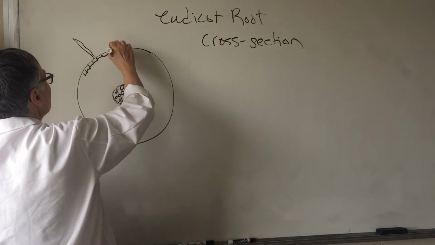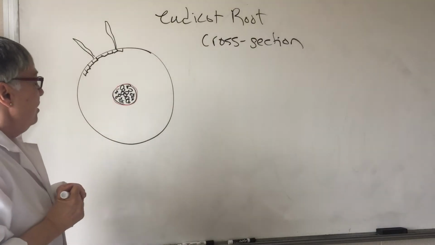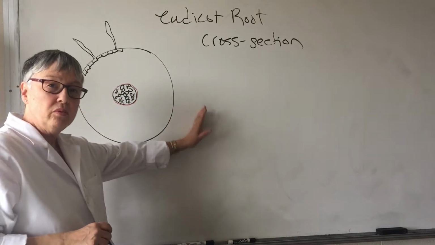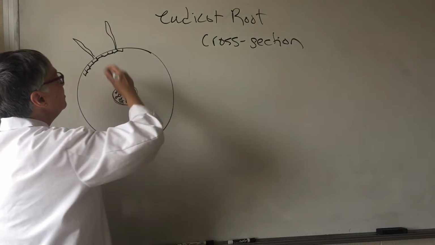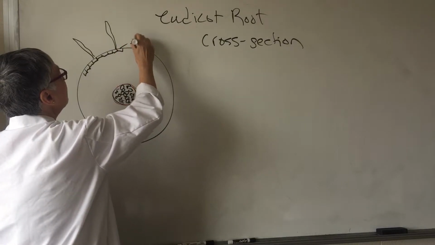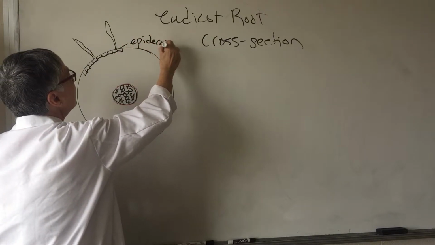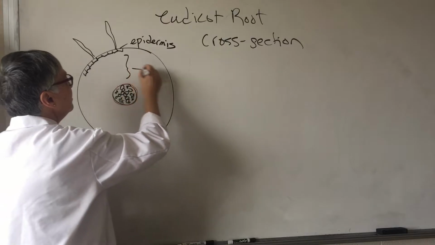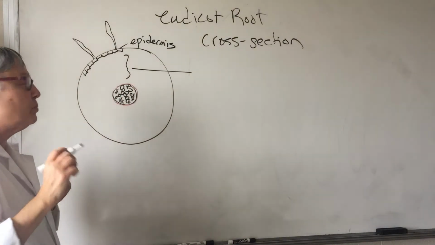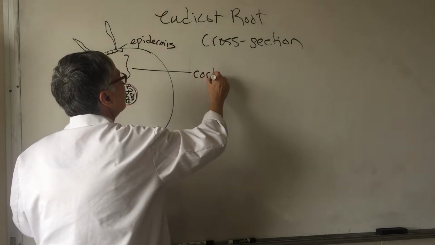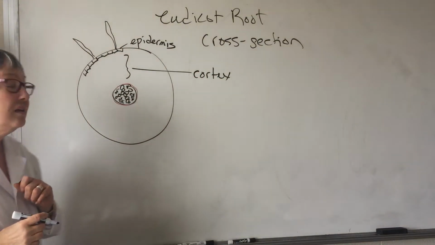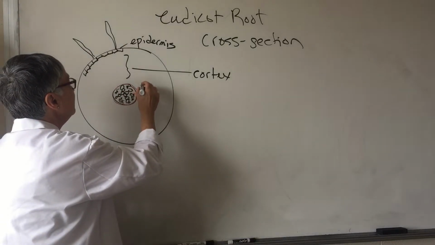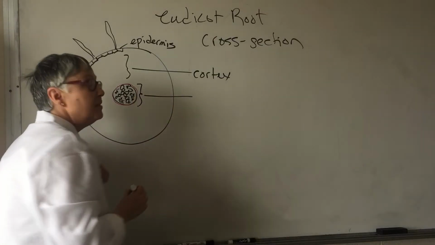And actually, I should put some little root hairs here. Okay, so in this section, if we start from the periphery and work our way in, there's a single layer of cells that makes up the epidermis. Inside of that is a fairly large area of cells that are mostly parenchymal cells, and they constitute what's called the cortex of the root. And then in the very center is the vascular tissue.